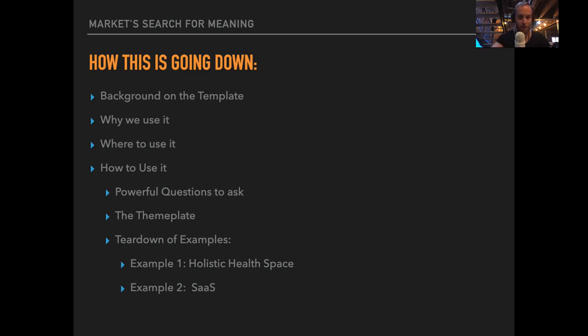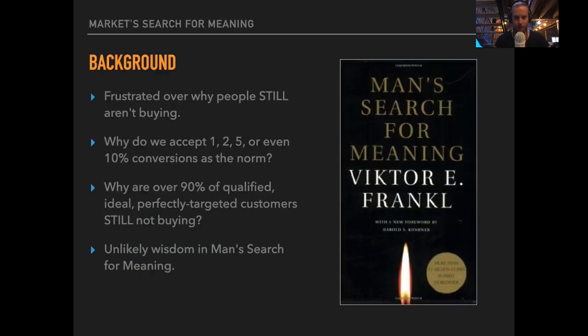Then we'll look at the template itself, the step-by-step application. And finally, in the next video, we're going to see a teardown of examples so you can really see how this template works in the wild and how it has worked across many different industries. So with all that said, let's start with the background of Market Search for Meaning.